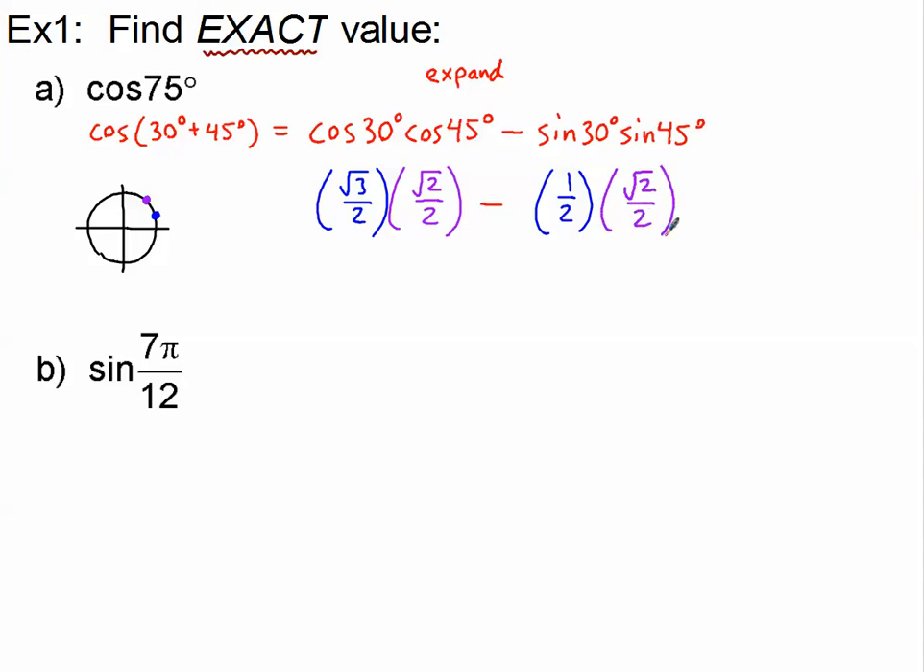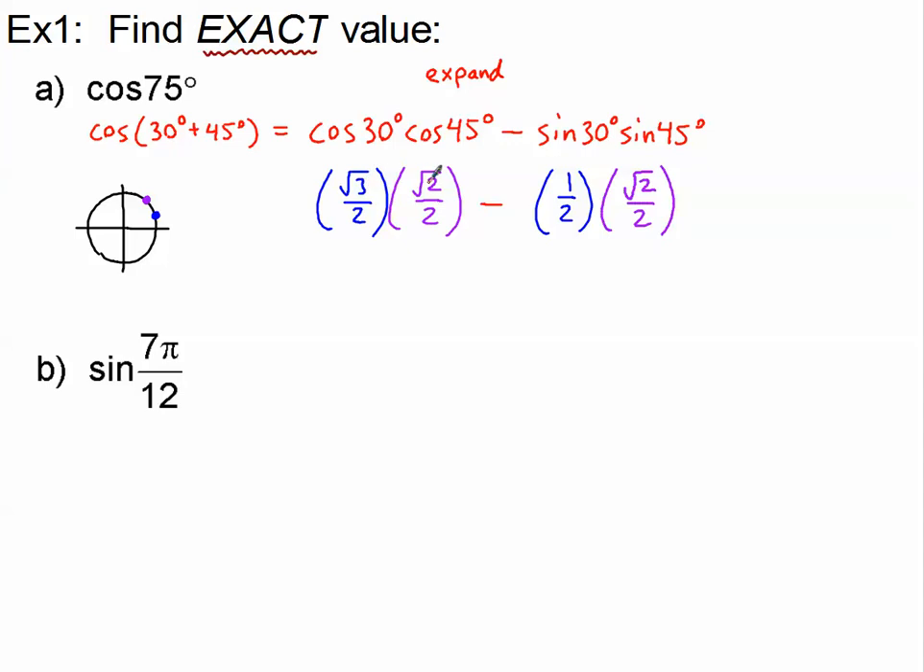So what I did was I took the 75 degrees that I don't know much about, split it up into 2 angles that I do know about for the unit circle, expanded using my identity, and then just replaced each of these things with the value from the unit circle that it is. Now I just have some multiplication to do.